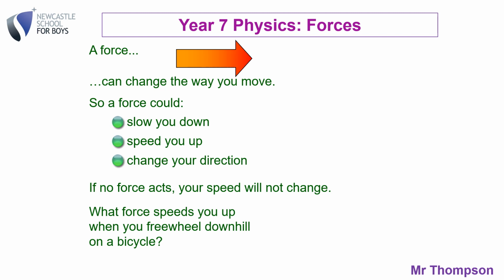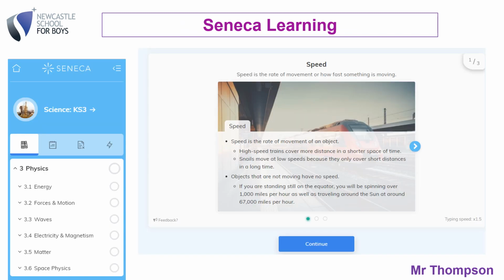So what force speeds you up when you're freewheeling down a hill? It is gravity. I'm not going to go into these sections, it's explained in Seneca Learning, but the different forces can make you do these things: slowing you down, speeding you up, or changing your direction. So on to Seneca Learning.